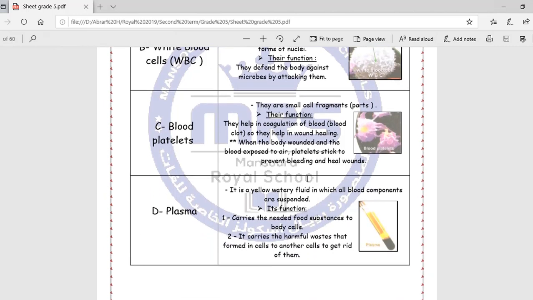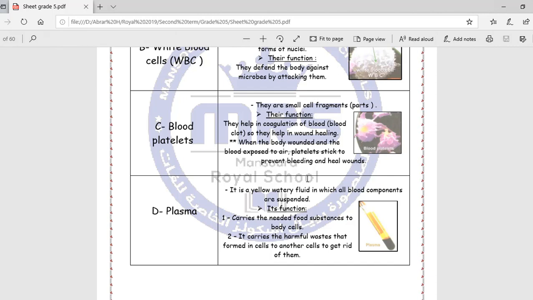Number C, the third structure that exists in the blood, is the blood platelets, and they are small cell fragments or small cell parts. Their function is very important. Their function is to help in coagulation of blood. So they help in wound healing.